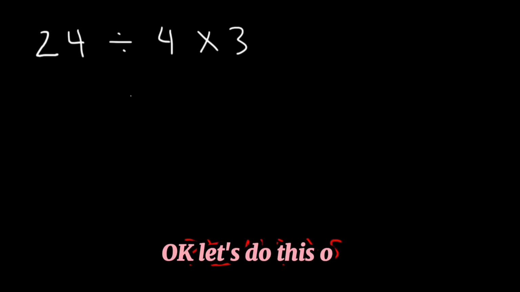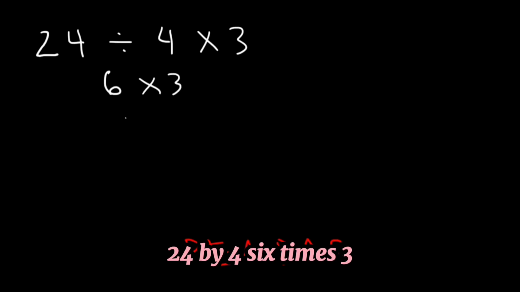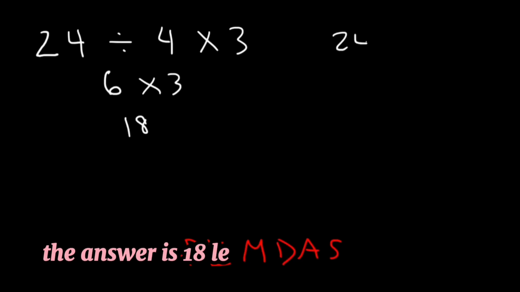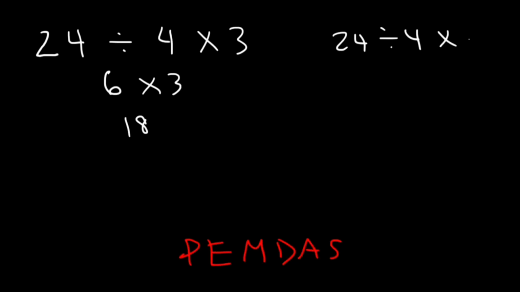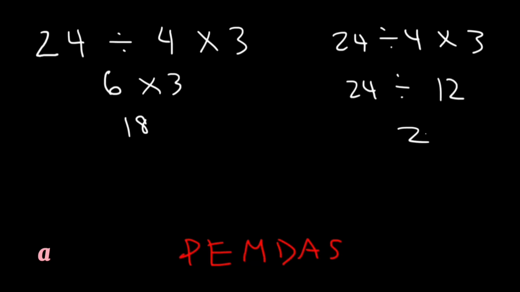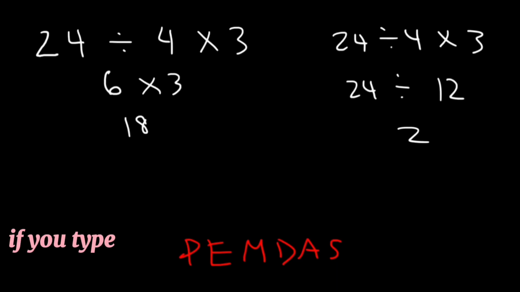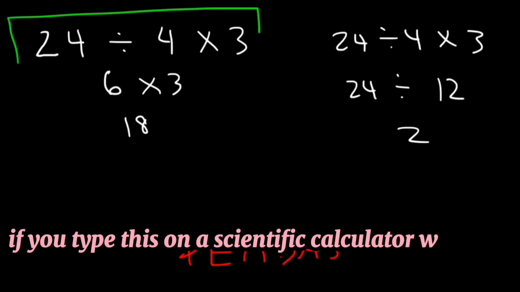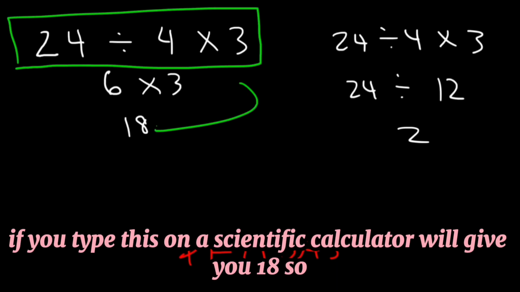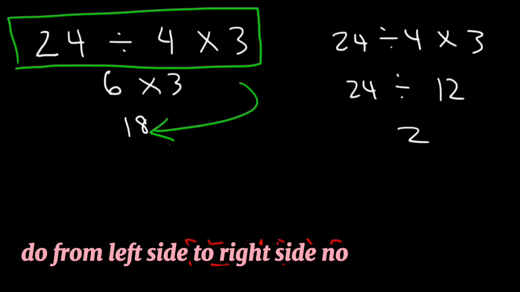Okay, let's do this one. 24 divided by 4 is 6, times 3. The answer is 18. Let's do it the other way. 24 divided by 4 times 3. So 24 divided by 12 gives 2. As we can see, we get different answers here. If you type this on a scientific calculator, it will give you 18. So go from the left side to the right side, not the reverse.